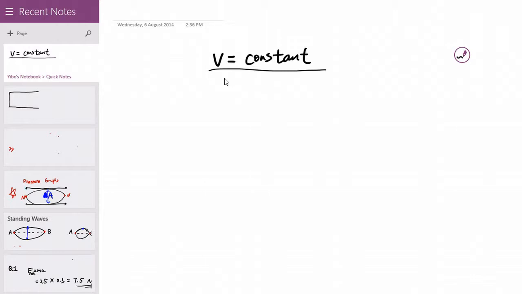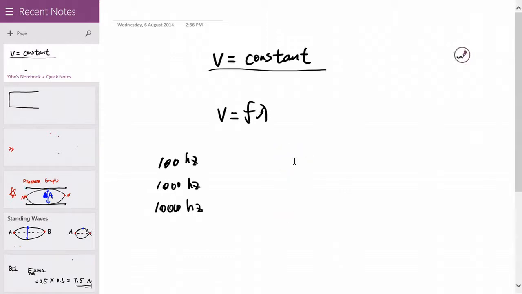The wave equation tells me the velocity of sound is frequency times wavelength. It's always frequency times wavelength. So it doesn't matter whether it's a 100 Hz sound, or 1,000 Hz sound, or 10,000 Hz sound. They have different wavelengths, and their velocity will be the same. They will travel at the same speed, at the same time, at the same location.